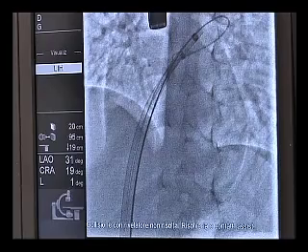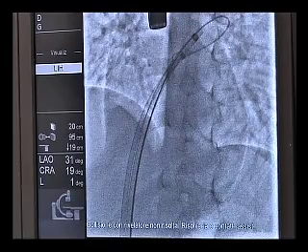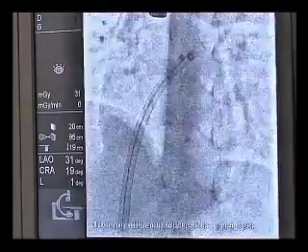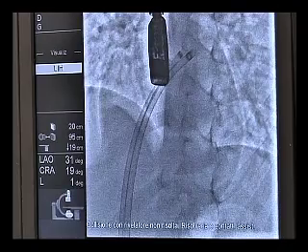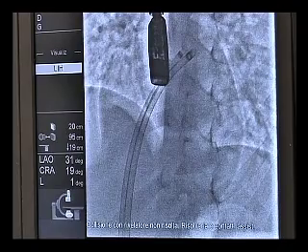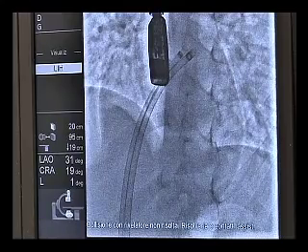The Qp/Qs of this complex atrial septal defect is around 1.4. Now we are trying to go ahead with the small device.